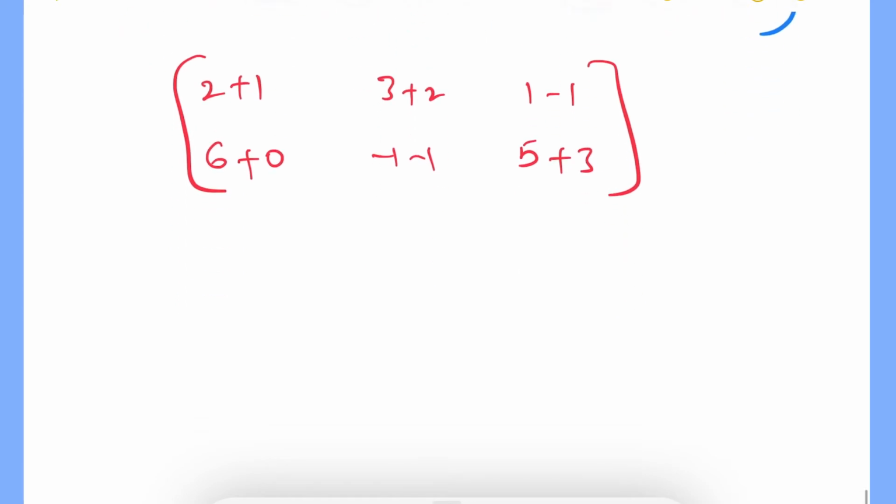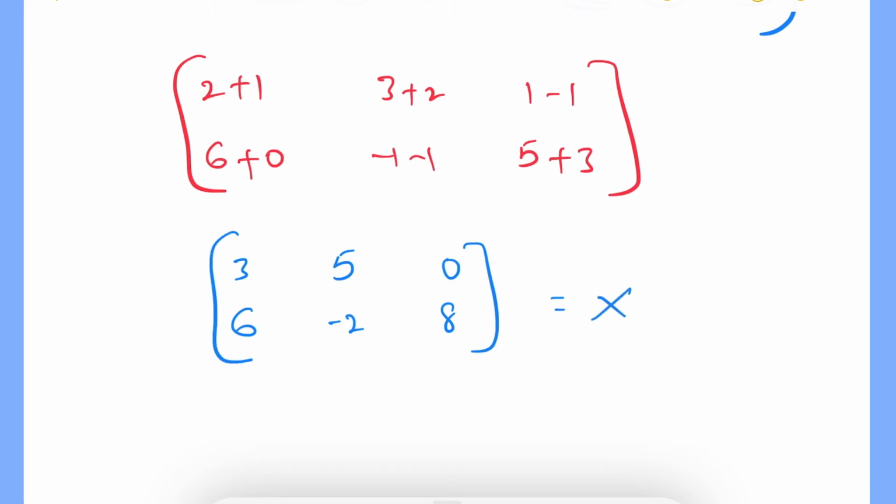Now if we simplify this, 2 plus 1 is 3, 3 plus 2 is 5, 1 minus 1 is 0, 6 plus 0 is 6, minus 1 minus 1 is minus 2, 5 plus 3 is 8. So this is the value of the matrix X.